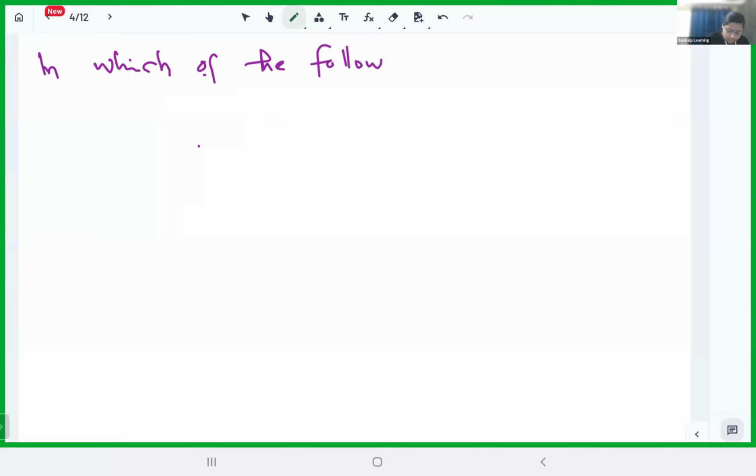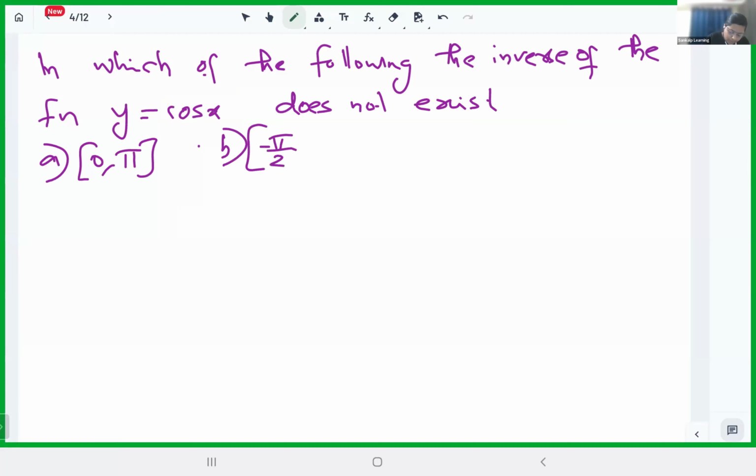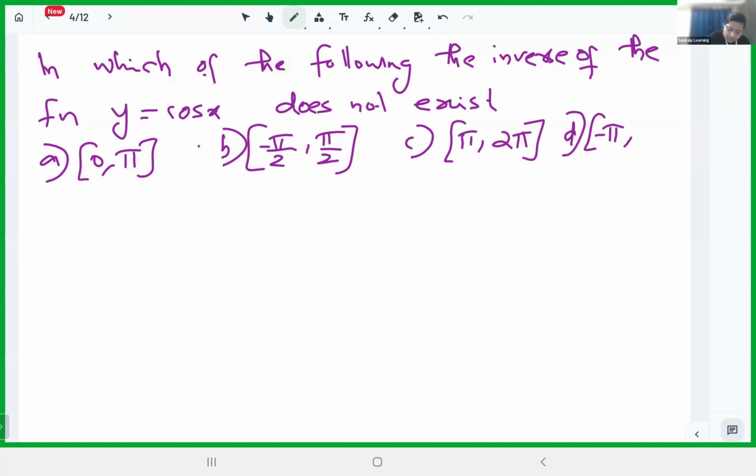In which of the following is the inverse of the function y equal to cos x not existing? The options are: closed interval 0 to pi; closed interval minus pi by 2 to pi by 2; closed interval pi to 2 pi; and closed interval minus pi to 0.